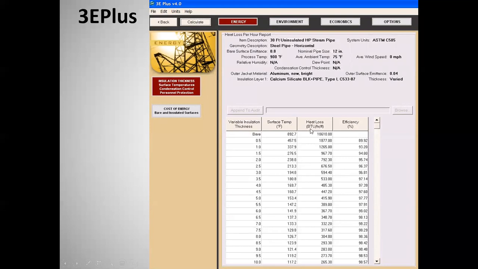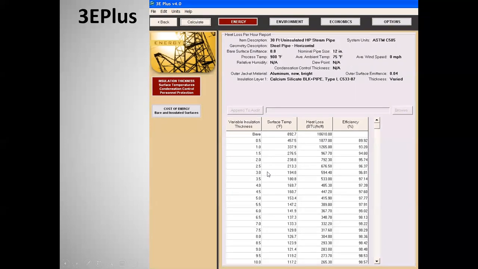This is BTUs per hour per foot of pipe. And so that's 18,610 BTUs per hour per foot. So if you've got 100 feet, you multiply that by 100, and that's your loss per hour. Pretty easy. If we put, let's say we put 3 inches on it.